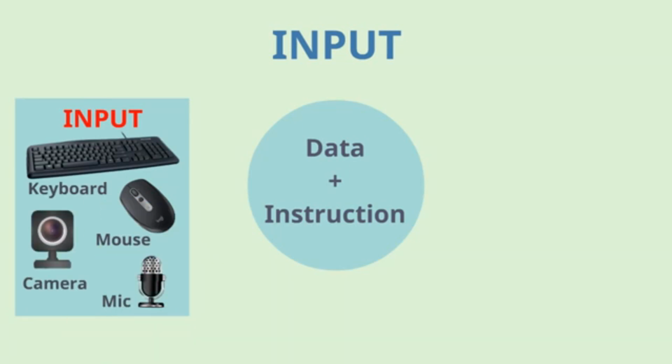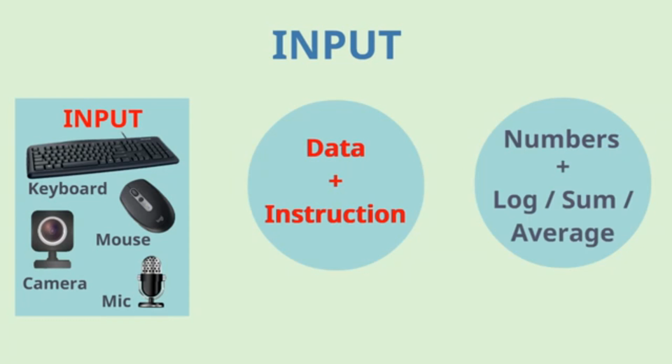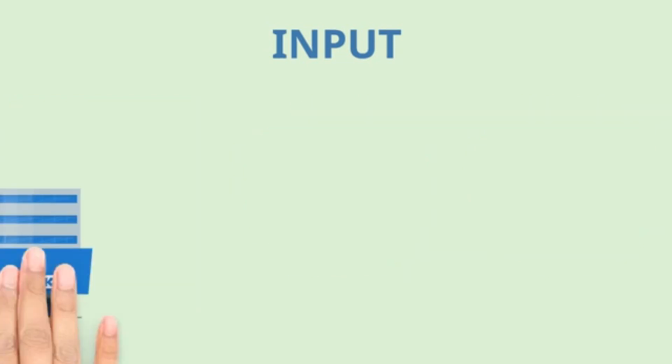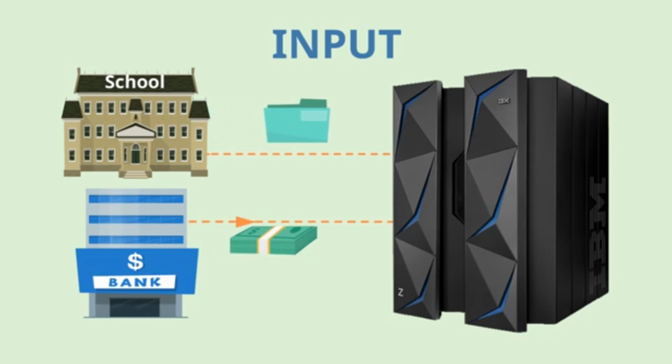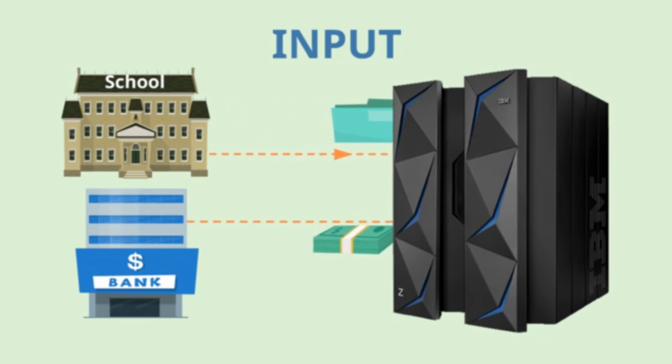Input is a combination of data and instruction. For example, you've given some numbers and asked the computer to do some mathematical calculations on them. Big banks, schools, and businesses give even large amounts of data to computers for processing, like processing exam results, money transfer, etc. All of these are input to the computer.